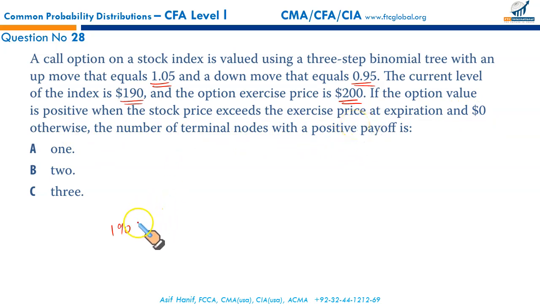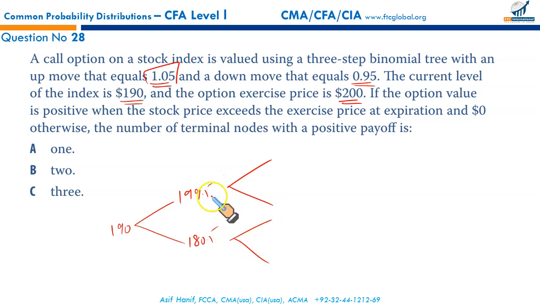Now let us just construct the binomial table. 190, an up move will raise 190 by 5%. 190 times 1.05 is 199.5. And a down move, 0.95 times, is going to be 180.5. Now the second step: again 199.5, up move 1.05 gives you 209.475, and a down move, 199.5 times 0.95, gives you 189.525. Here 180.5, up move now will give you 189.525, don't need to do it again.